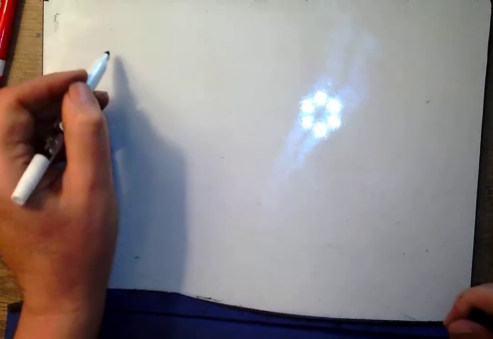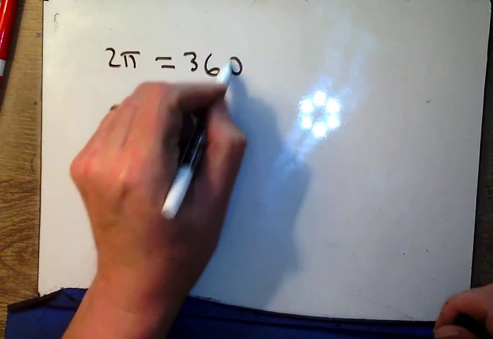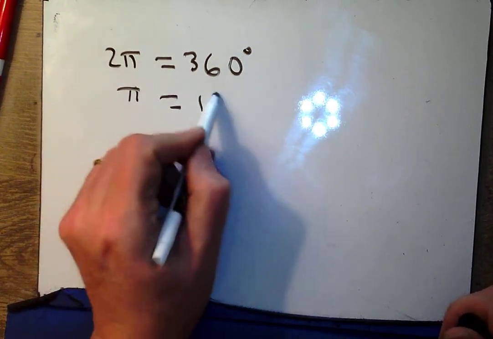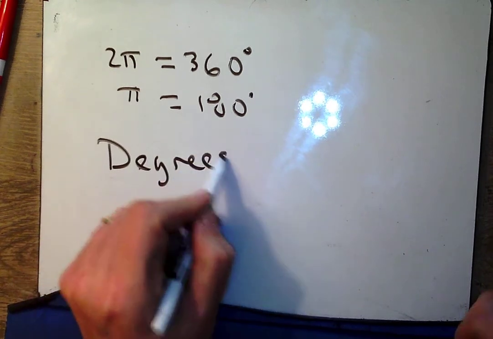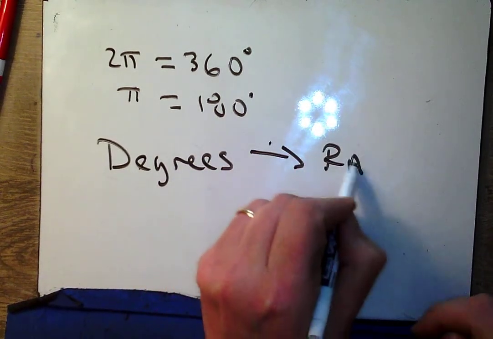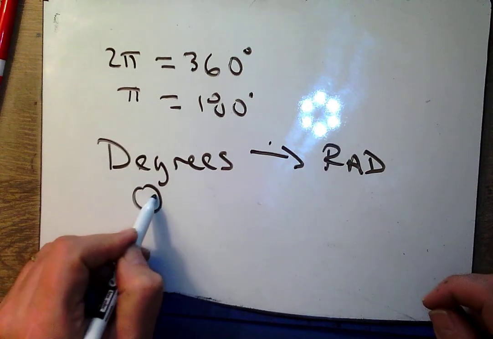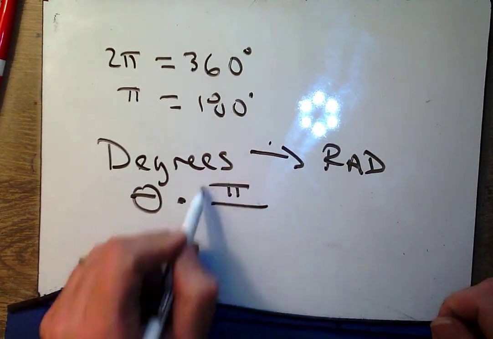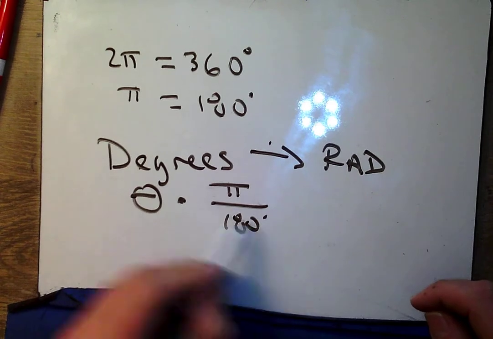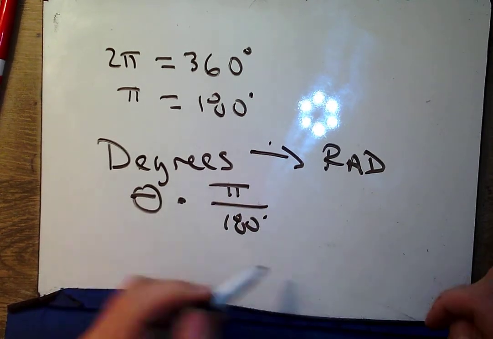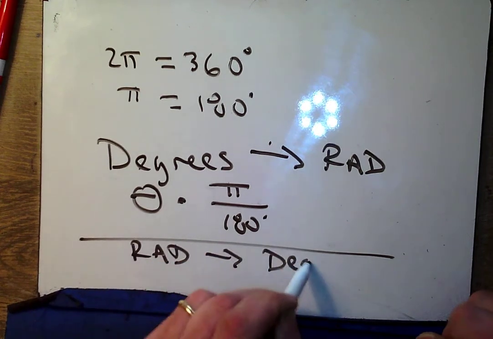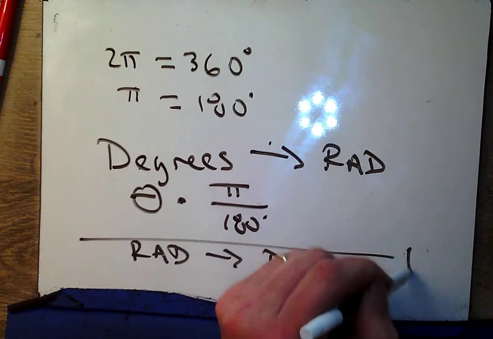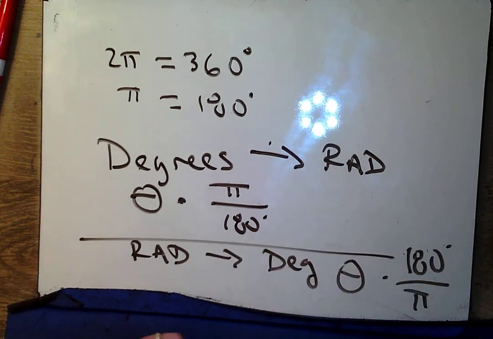Now, that being said, yes, you should definitely know how to convert. We know that 2 pi equals 360 degrees. We also know that pi equals 180 degrees. And if I want to go from degrees to radians, I'm going to take theta times pi over 180 degrees, because then the degrees can cancel and I'll have some pi radians. If I want to go from radians to degrees, my conversion factor is going to be 180 over pi.